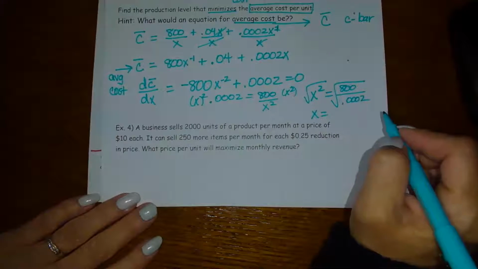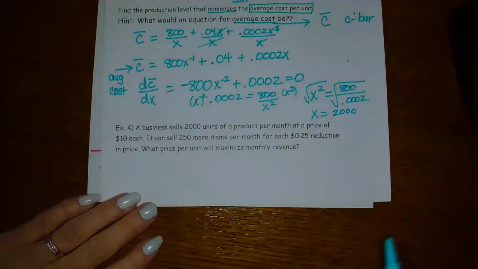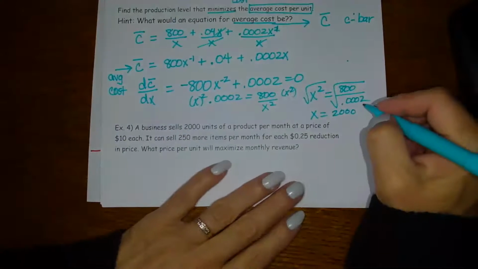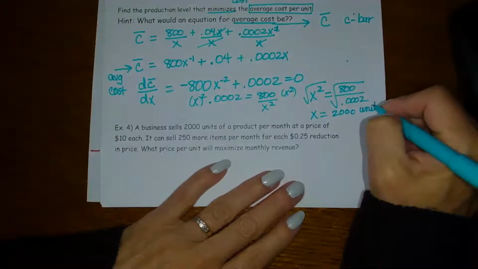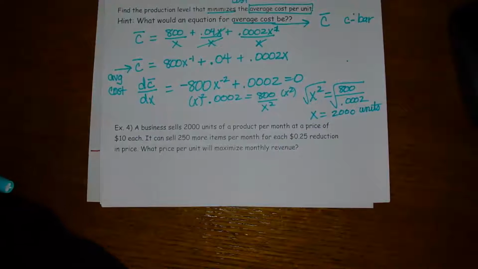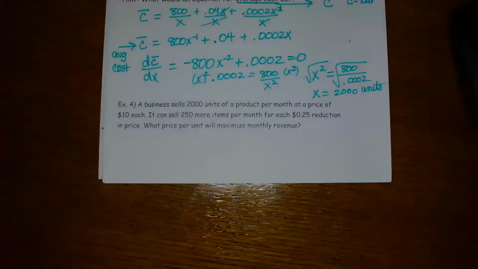Let's see, 2 goes into 8 4 times. Square root of 4 is 2, so move it over 3, 2,000. Did y'all get that? So this says find the production level, right? So 2,000 units. If I'm making calculators, I'm going to make 2,000 of them, and that's going to give me the minimum average cost per unit, right? Is everybody good with that one?